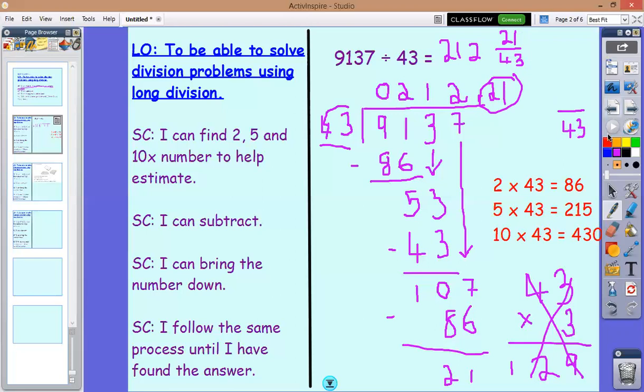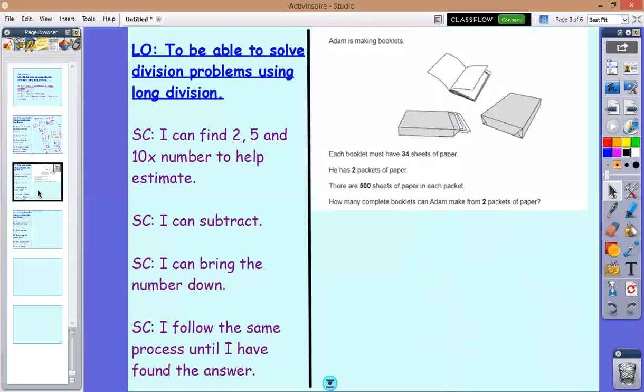Okay. Now, what I want to do is show you an example SAT style question that you may get, which is going to involve a bit of multiplication as well because it isn't normally just division. So, over here, Adam is making booklets. Each booklet must have 34 sheets of paper. He has 2 packets of paper. There are 500 sheets of paper in each packet. How many complete booklets can Adam make from 2 packets of paper?